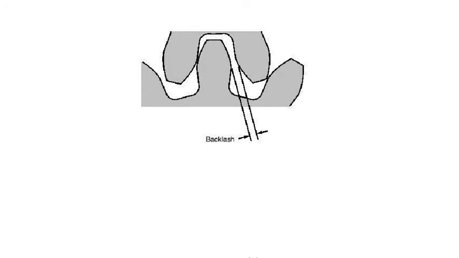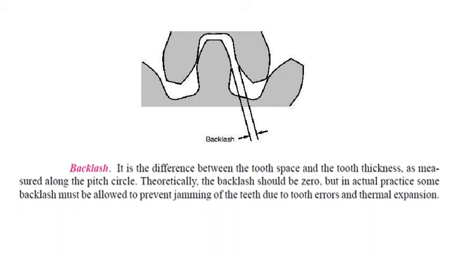Next one, backlash. It is the difference between the thickness of the tooth and the width of the tooth space at the pitch circle. So this is the difference between the tooth space and the tooth thickness, measured along the pitch circle. Theoretically this backlash should be 0, but in actual practice some backlash must be allowed to prevent jamming or locking of the teeth due to tooth errors and thermal expansion.